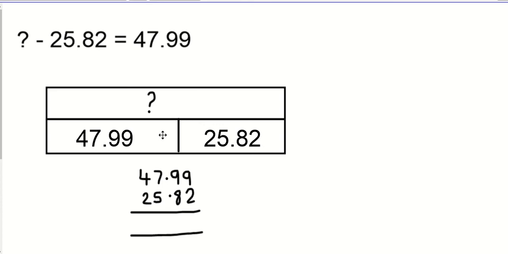So actually, although it looks like a subtraction question, I am going to do some addition. I'm going to put my addition sign there because I have to add those two together to find out what the number was I started with. I'm going to put that decimal point in there, and I'm going to start here. 9 add 2. Well, 9 add 1 is 10, so 9 add 2 must be 11.